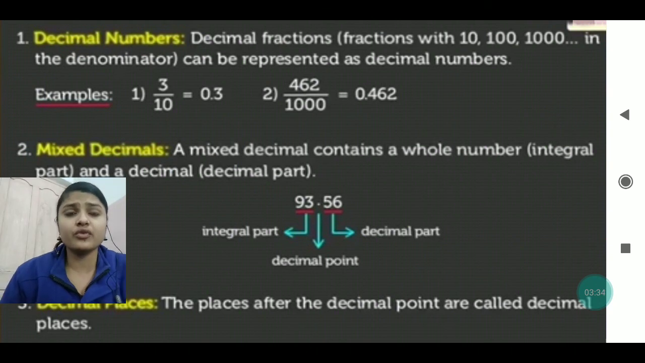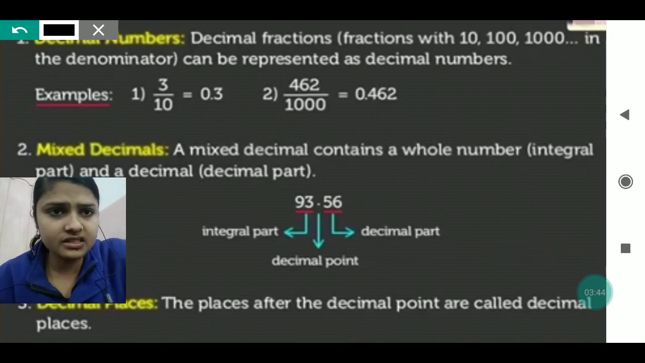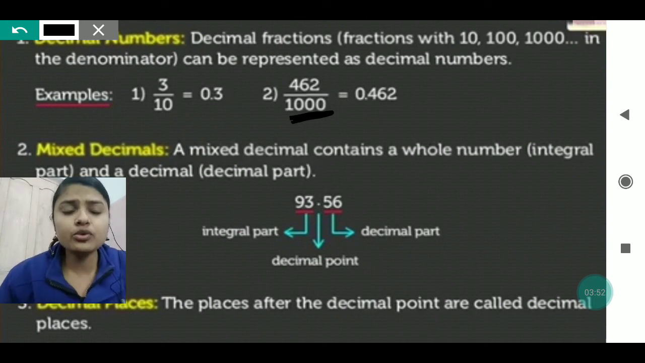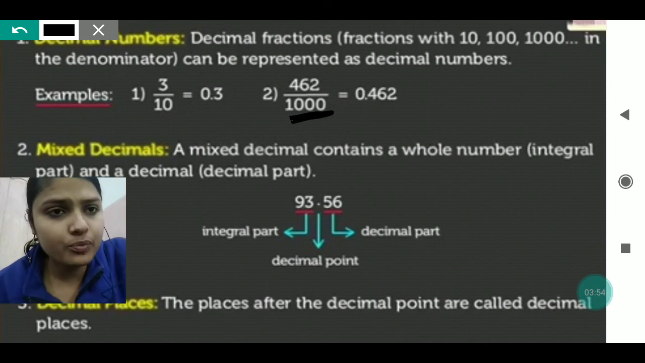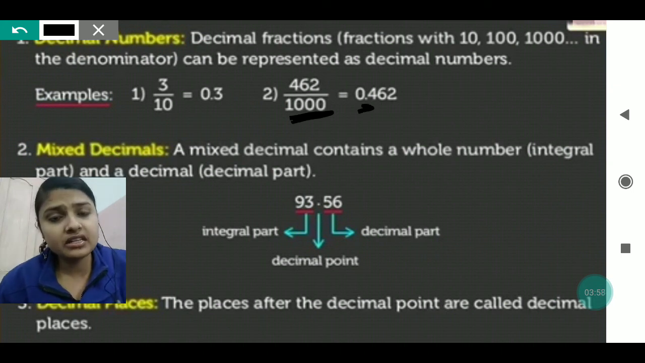In the same way, 462 divided by 1000. Here you can see 3 zeros are given, and upside there is a 3 digit number. So you write the number from the right side: 2, 6 and 4. After that you put the decimal and then 0. Why after 3 digits have we put the decimal? Because in the downside there are 3 zeros present.